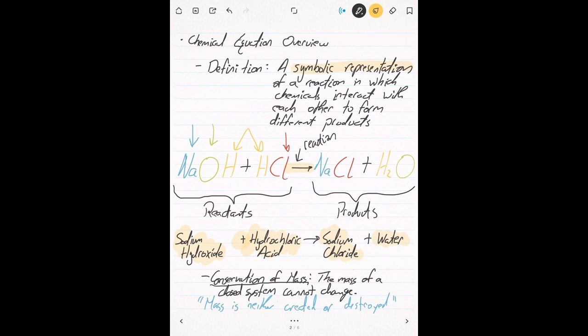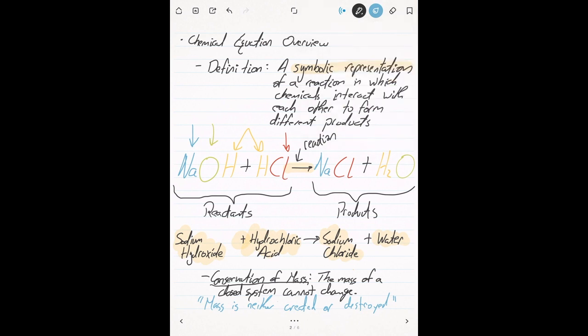Now, keep in mind that elements actually do have masses to them, okay? It's on the periodic table. You can read more into that. But basically, we have a certain mass on the left-hand side, the reactants. It's the mass of the sodium atom, the oxygen atom, the chlorine atom, and the two hydrogen atoms. What we want to see on the product side, on the right-hand side, is the same amount of each type of atom, okay? We're not destroying atoms in this chemical reaction. We're not creating new atoms.